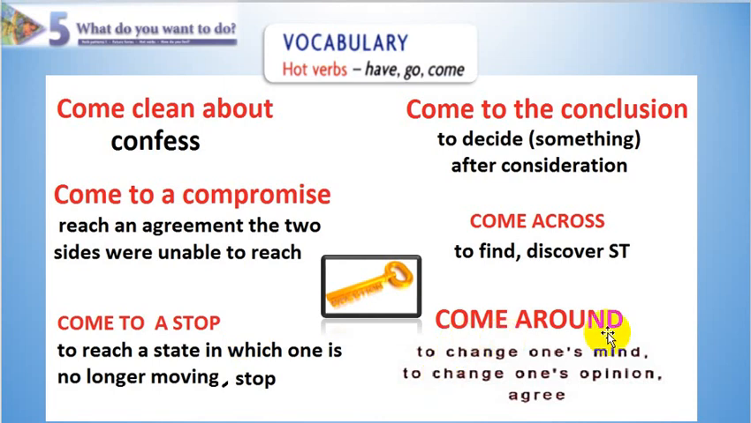Come around to change one's mind, to change one's opinion or agree. Come around. He came around about going to Malaysia يعني هو وافق على السفر إلى ماليزيا. Come around وأخيرا وافق. Come around ليس يأتي حول. Okay لكن هو تعبير بمعنى agree or change one's opinion. Okay أيضا these are common key expressions, important ones with the verb come.